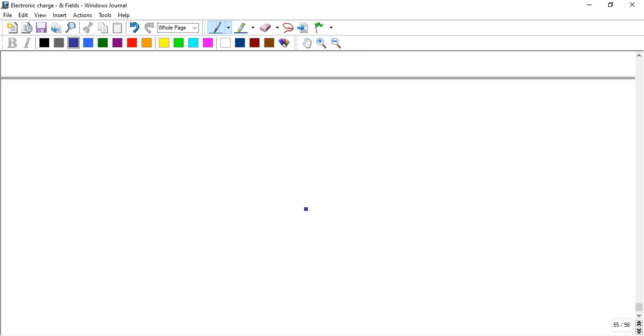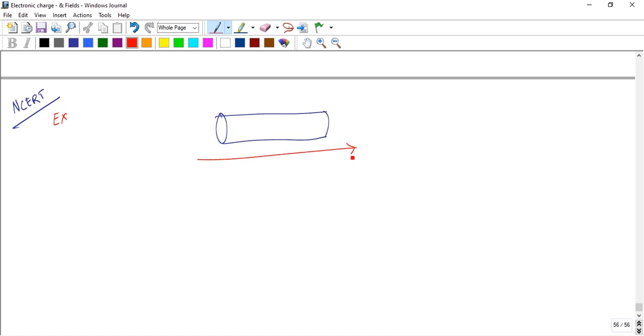So the first numerical is from NCERT. A cylinder is given, and an electric field in a straight line along its axis. We have to calculate the total flux crossing the cylinder.